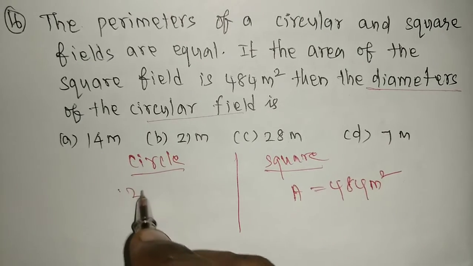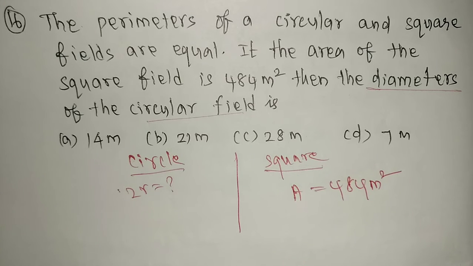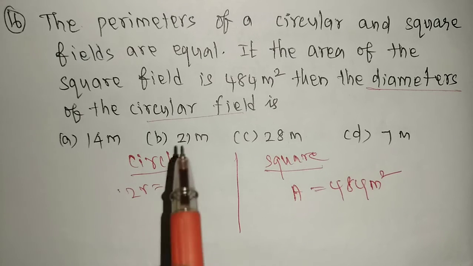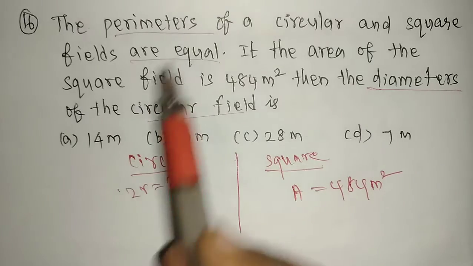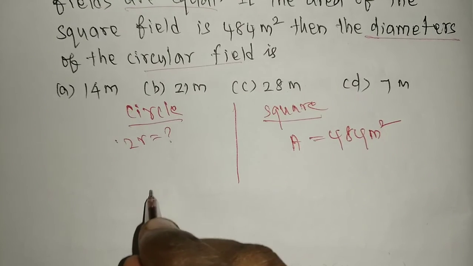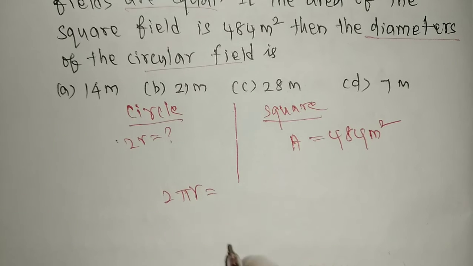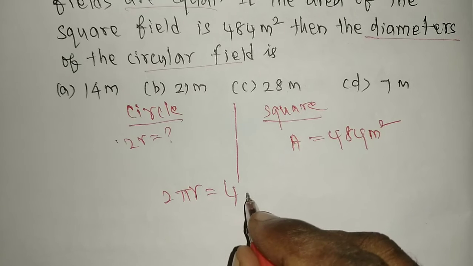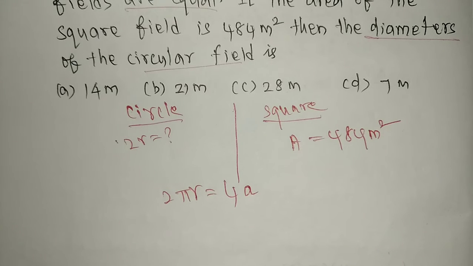2r. For this, 2r is equal to what? They asked. They actually gave one clue. They said both perimeters are equal. So I'm going to take that as the main clue. Perimeter in the sense for a circle is 2 pi r. The perimeter of a square we know is 4 into side, which I'm taking as a. That's it. Simplify this, you will get the answer.